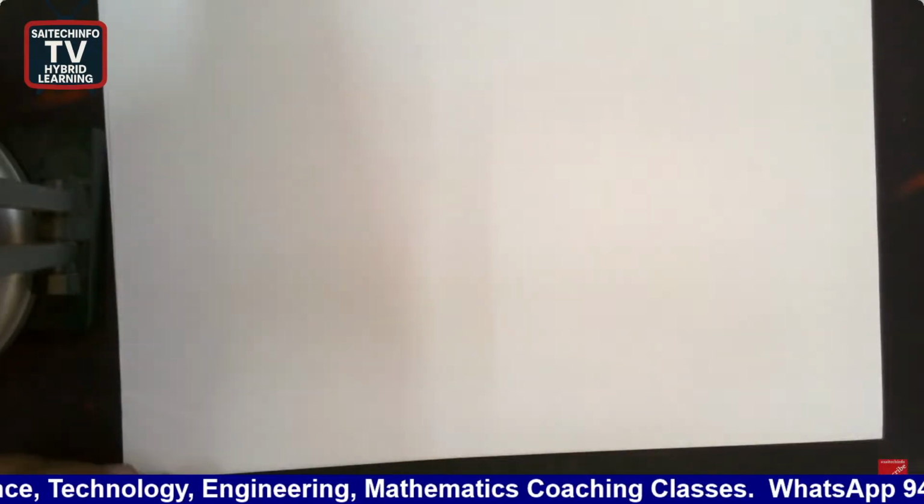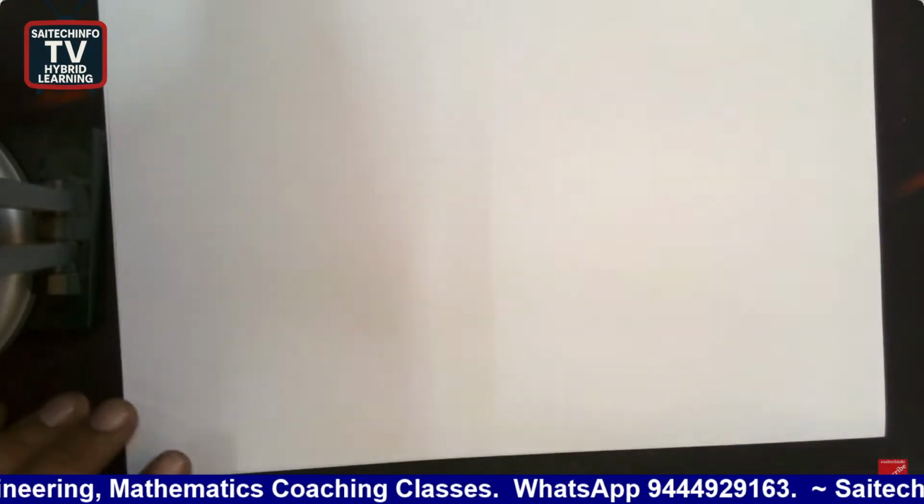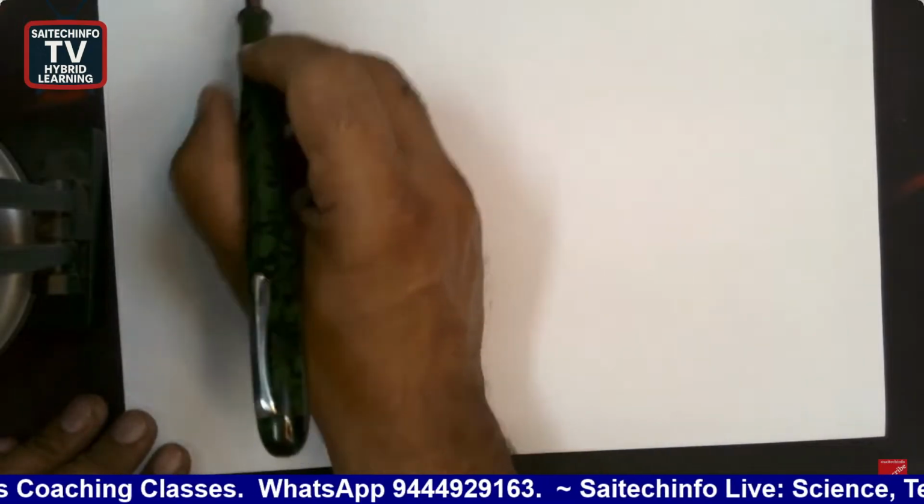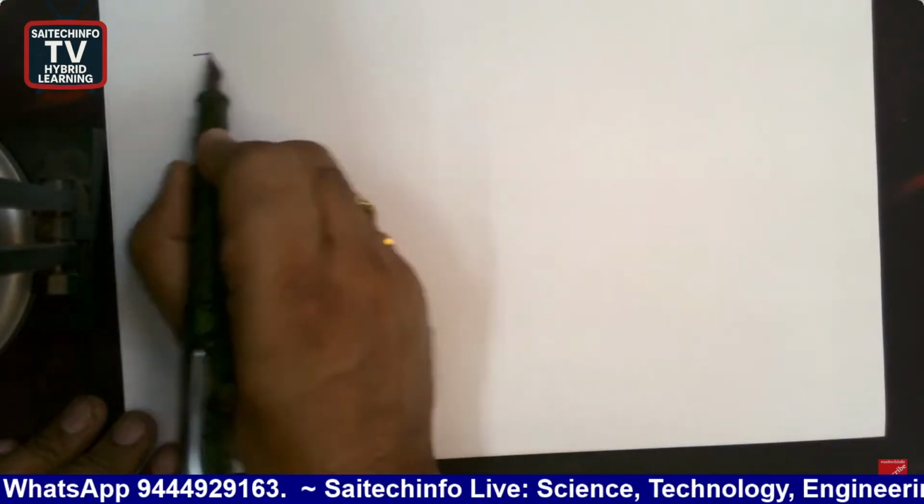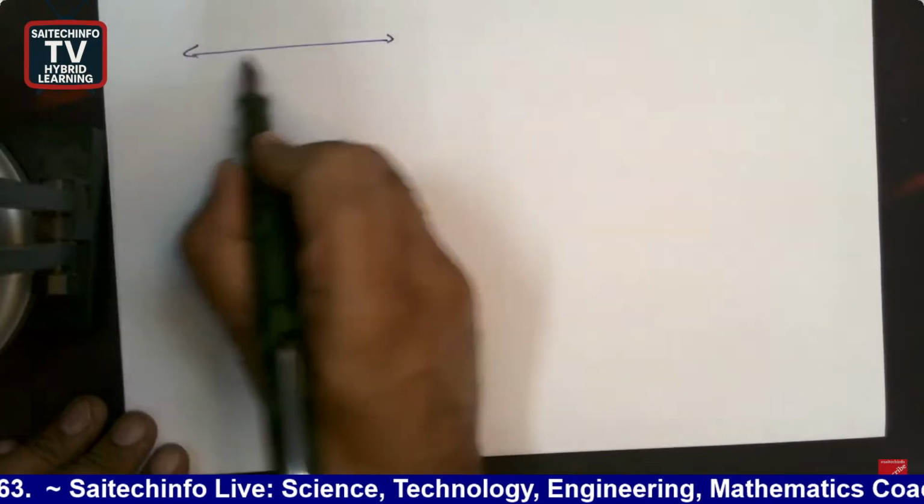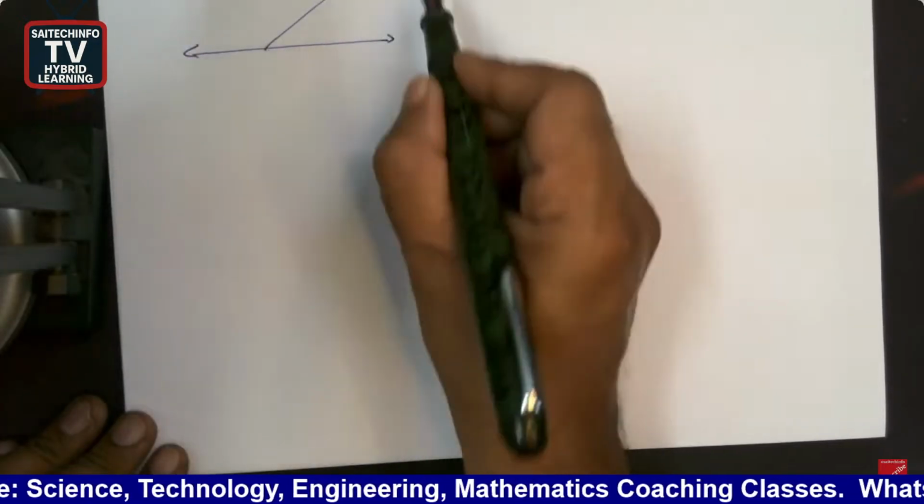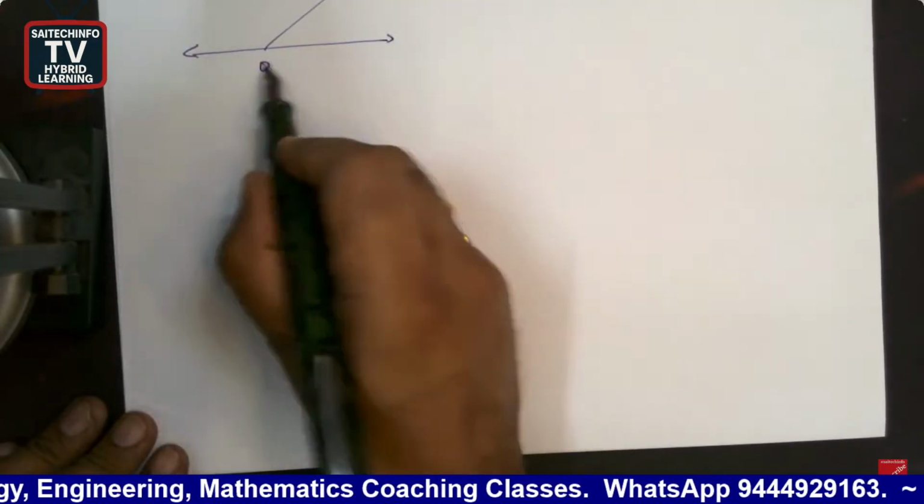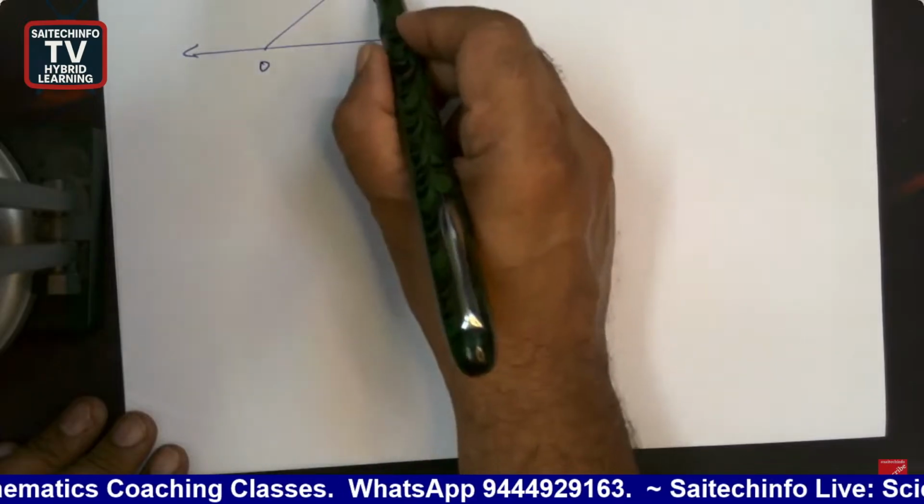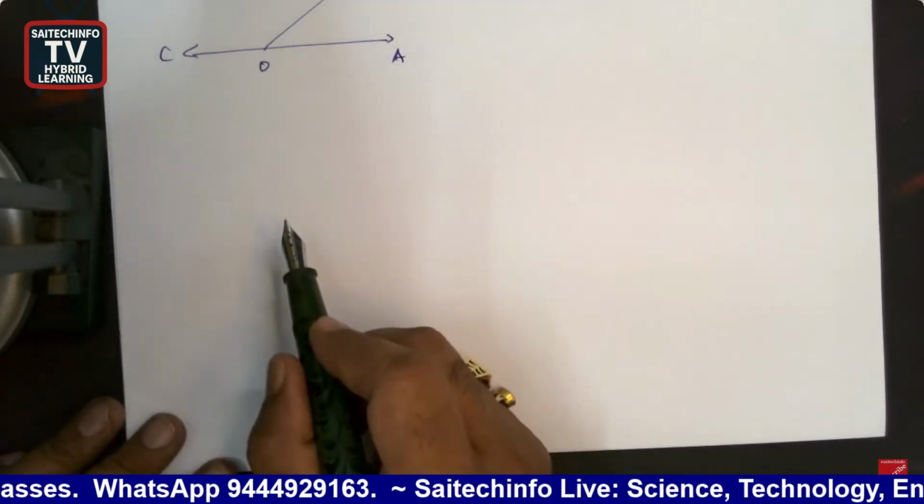Then supplementary angles, which lead to 180 degrees. So let me have an angle like this. So this is O, A, B, C, right?